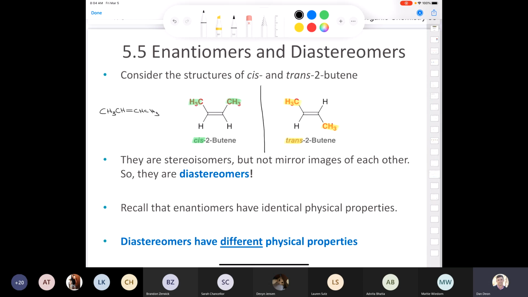Remember that enantiomers have identical physical properties like densities, melting points, boiling points, and so forth. But diastereomers will have different physical properties. Why? Because physical properties are a result of intermolecular forces between molecules. And you can clearly see that if I have two or more molecules of cis-2-butene interacting with each other, they're going to pack together differently than two or more molecules of trans-2-butene. So again, diastereomers will have different physical properties, different boiling points, different densities, and so on and so forth.